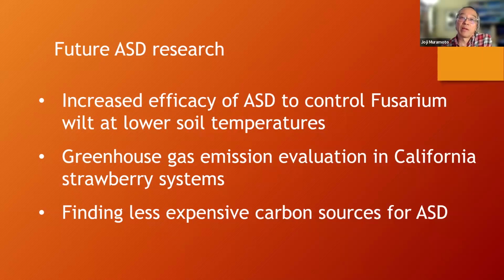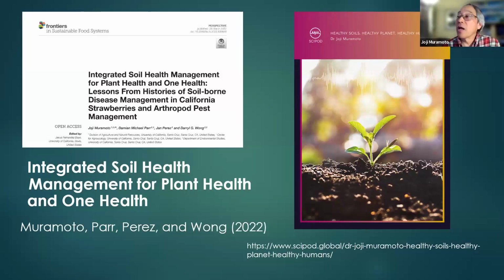But we need more data in California, and finding less expensive carbon sources for ASD. Again, as I mentioned, recently we found wheat bran is a little bit less expensive than rice bran, which is good news. And then we are trying to find other carbon sources that are more affordable as well. Okay, that's a kind of introduction, a long introduction.